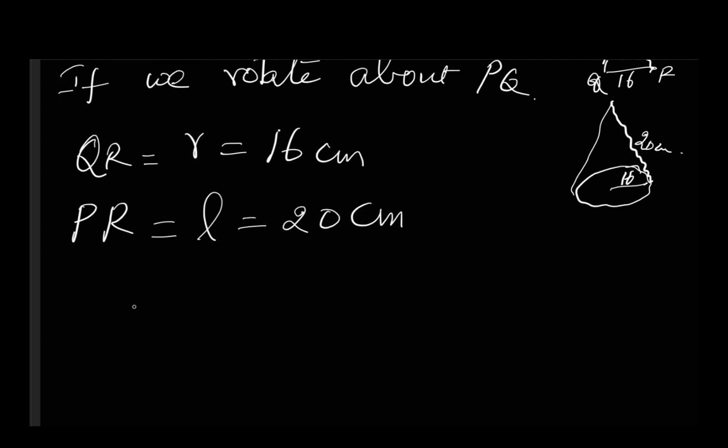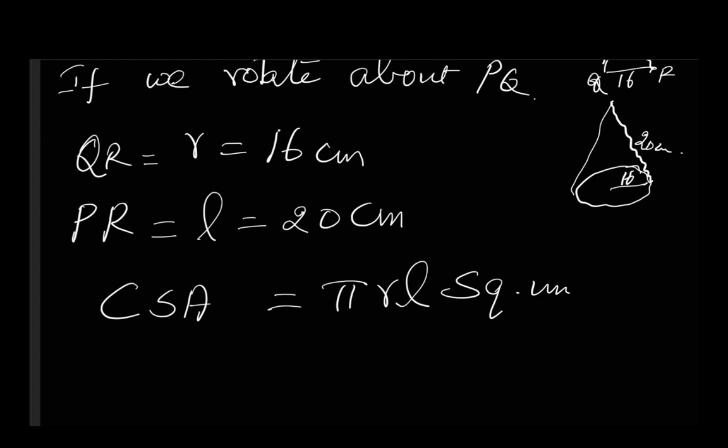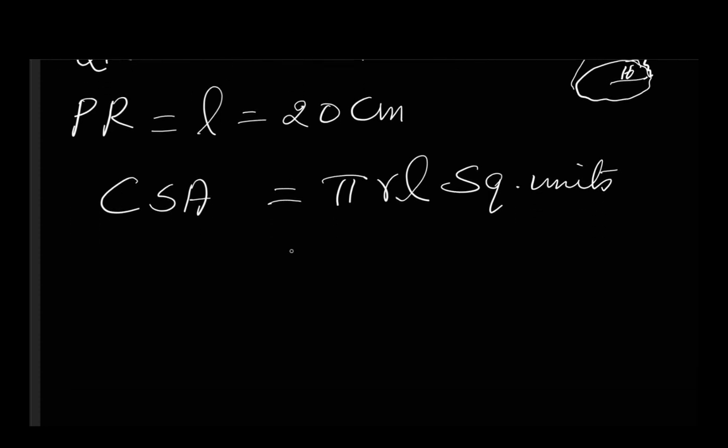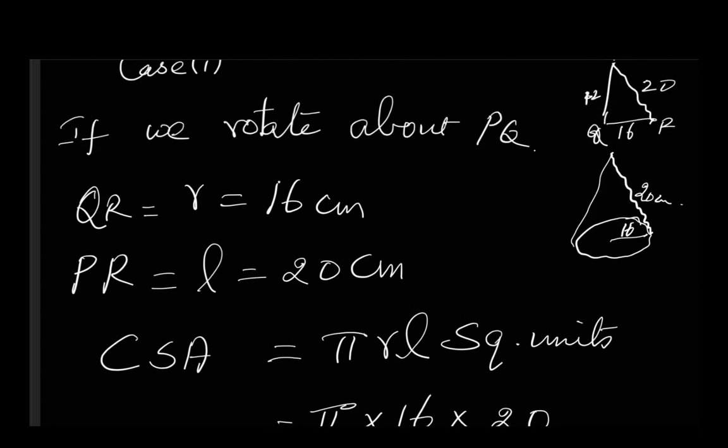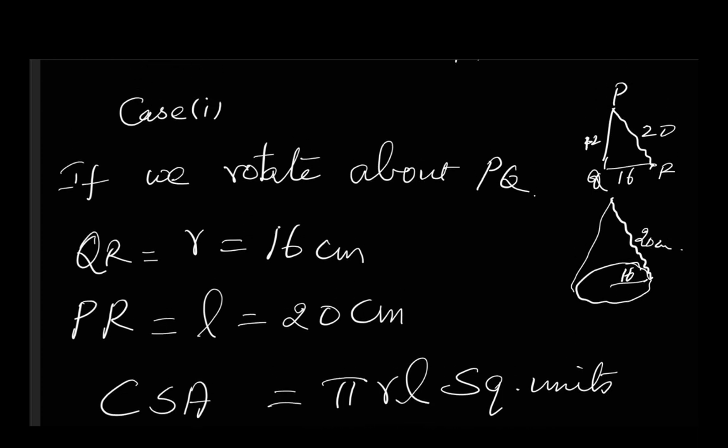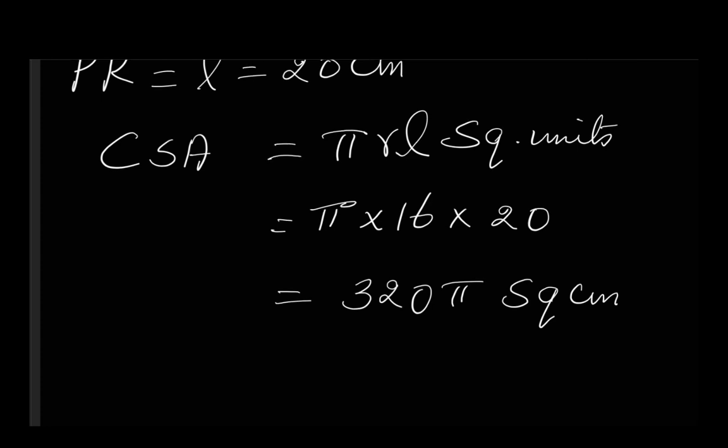You have to compare the curved surface area. So curved surface area is equal to pi R L square units. Here you need not substitute for pi, just keep it as it is. R is 16 and L is 20. So 16 times 20 is 320 pi square centimeter. So in this case we gave the rotation about the side PQ. Now give the rotation about the side QR.